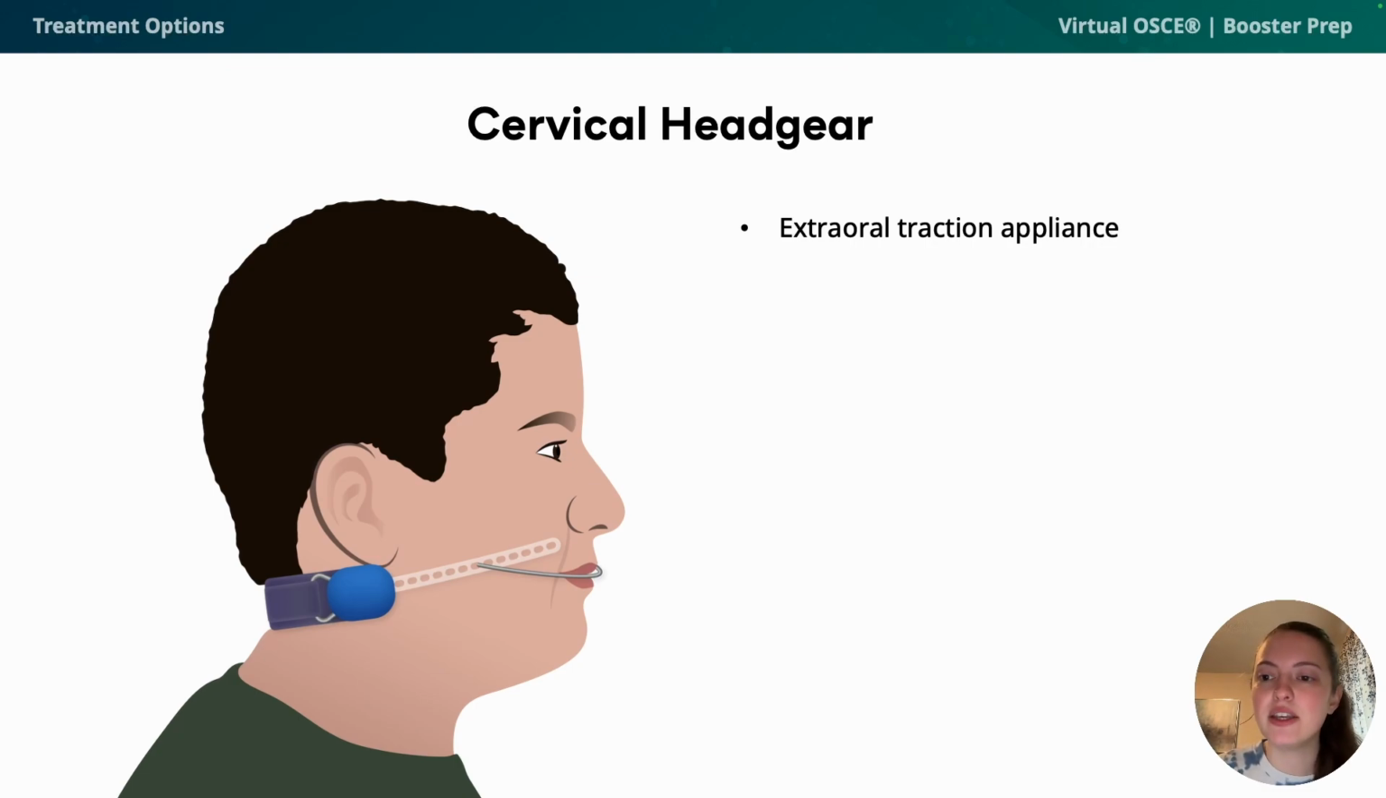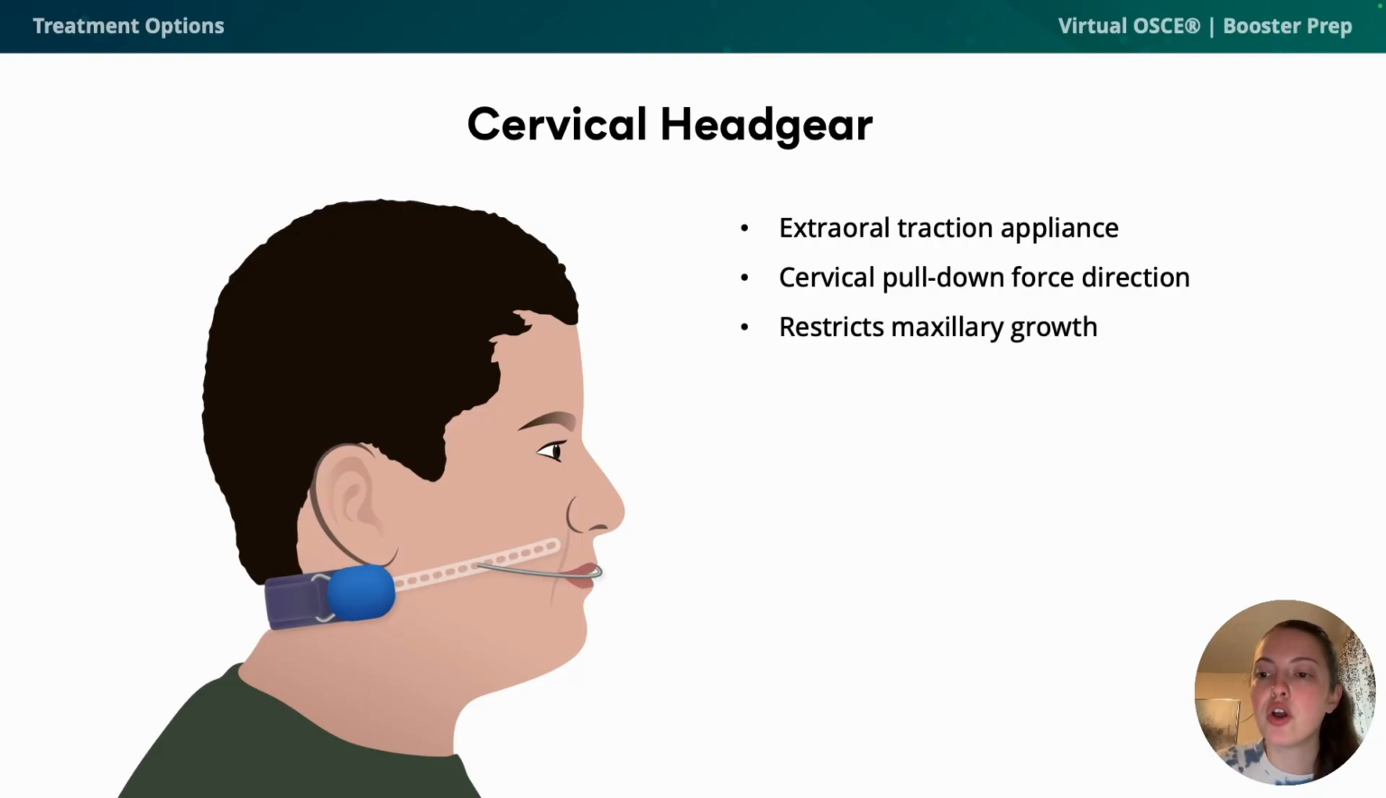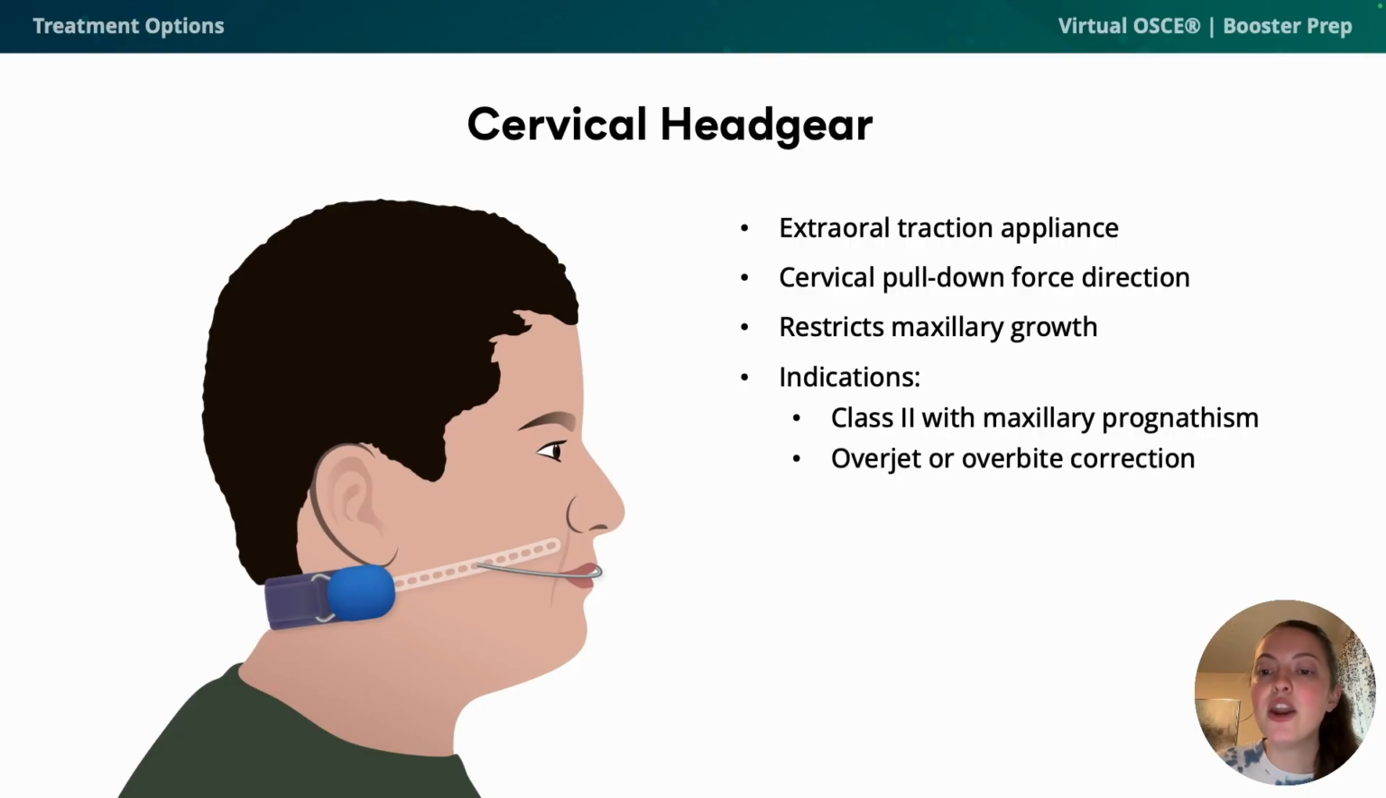Now there are different types of headgear, as you'll see soon, but this type specifically works in a cervical pull-down force direction. So if you just think about how this would work, that strap is pulling the metal bow, which is pulling the maxillary molars in a posterior and cervical or downward direction. And the purpose is to restrict maxillary growth. You are actively pulling that maxilla backwards, so it makes sense that this is used in class 2 patients with maxillary prognathism, or in other words, their maxilla is too far forwards. This is also best used in a young child around their growth spurt. It can help with overjet and overbite corrections that are often issues in class 2 patients.